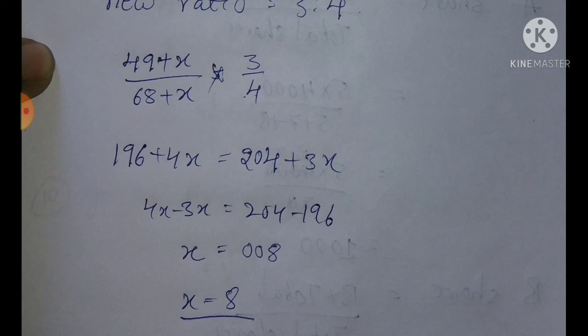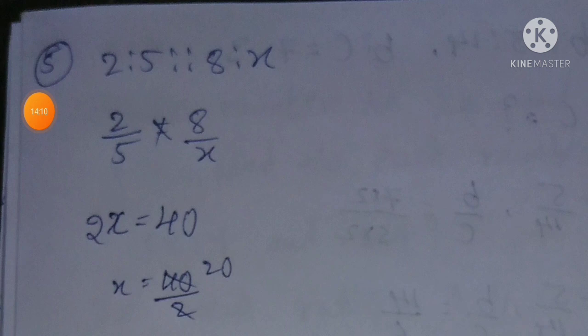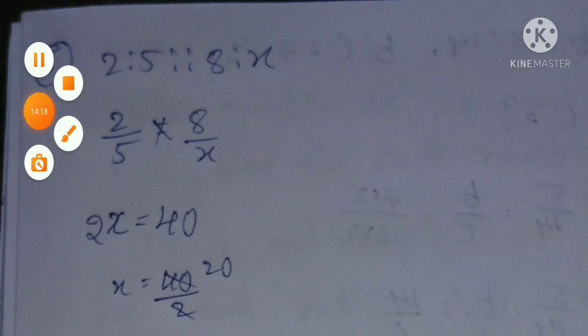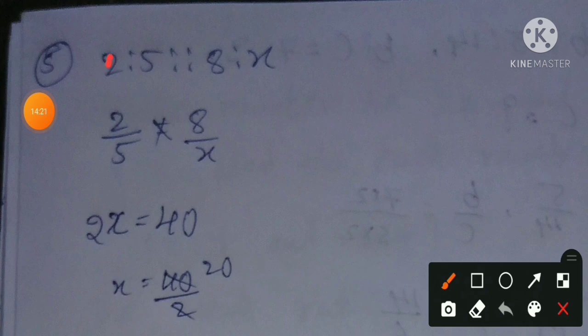See the fifth one. 5:7, 2:5 is in proportion with 8:x. So before only we discussed about product of extremes equal to product of means. Then 2x equal to 8 5s are 40. That only we are going to do here. 2/5 equal to 8/x. Just cross multiply, we are going to get 2x equal to 80. Okay, product of extremes equal to product of means.